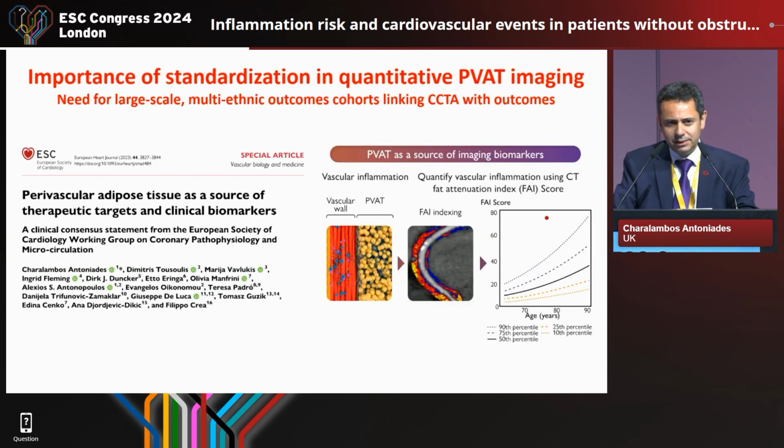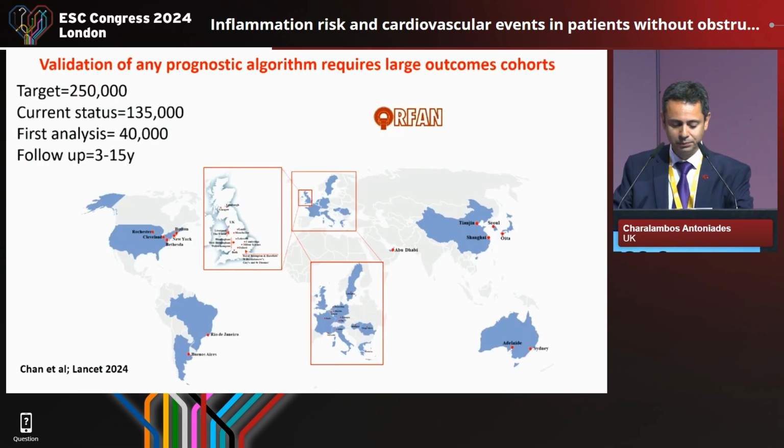Now, there is a recent clinical consensus statement published by the European Society of Cardiology, the Working Group of Coronary Pathophysiology and Microcirculation, talking exactly about the need for standardization in having these measurements of inflammation by using routine coronary CT angiography. This is a useful paper. If you are interested in the topic, you can go through and see the recommendations of the working group.